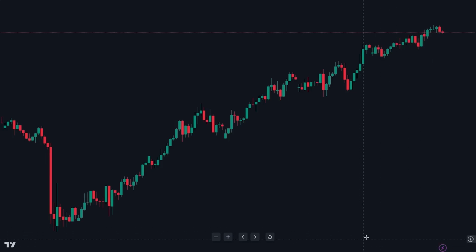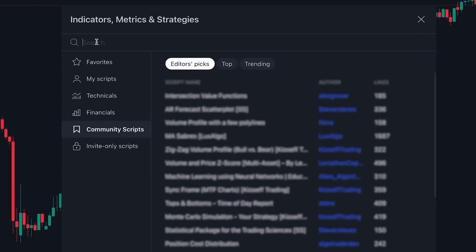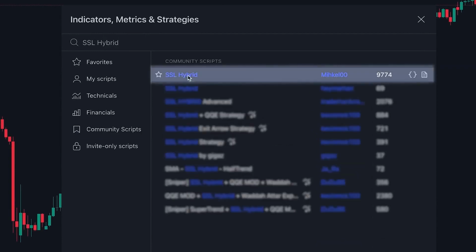First, let's add the indicator to your chart. Click on the Indicators tab on TradingView and search SSL Hybrid. Ensure it's this one by this user. Click the star to save it. Now add it to your chart.